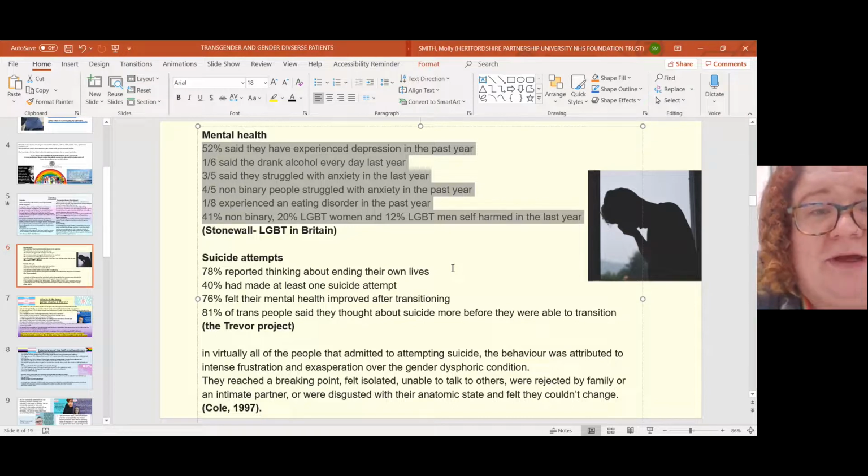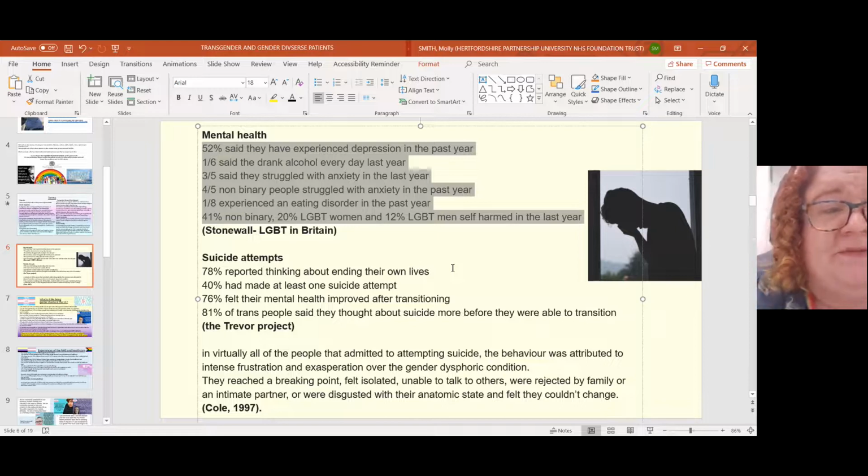1 out of 8 people experienced an eating disorder in the past year in the whole LGBT community. And 41% of non-binary people, 20% of LGBT women, and 12% of LGBT men self-harmed in the last year. Now, what this information is telling us is that mental health difficulties and suffering is higher in the LGBTQ plus community overall.